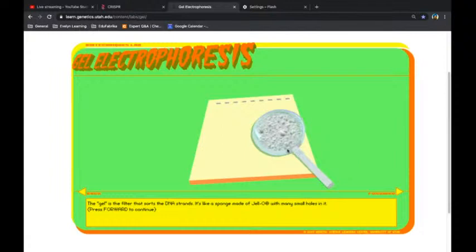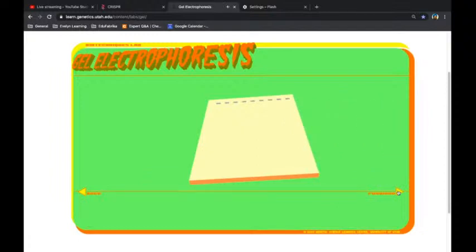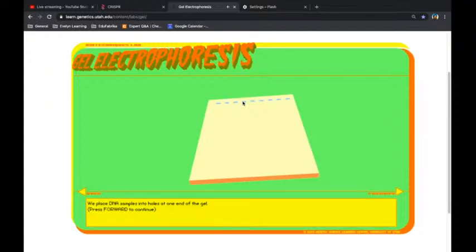So the gel is the filter that sorts the DNA strand. It's like a sponge made of jello with many small holes in it. So this jello has many holes in it, these gels, and you pour your samples like this, and you place your DNA into holes at one end of the gel and press forward.